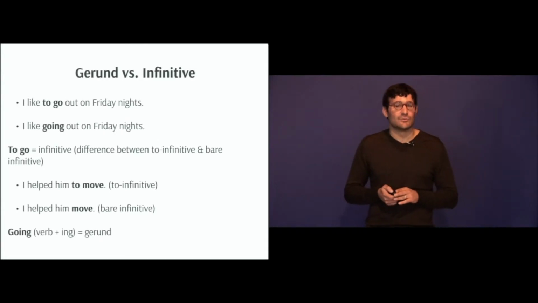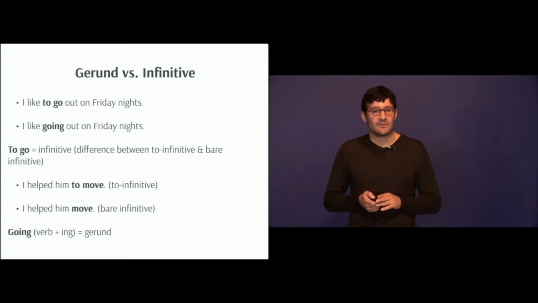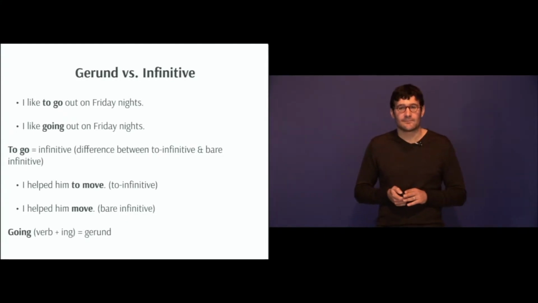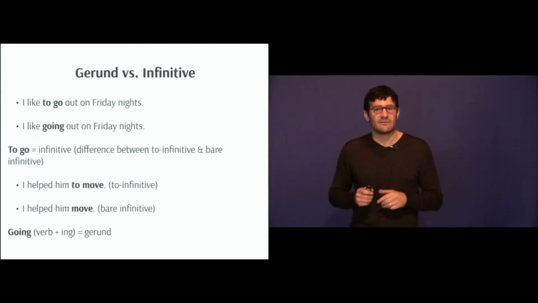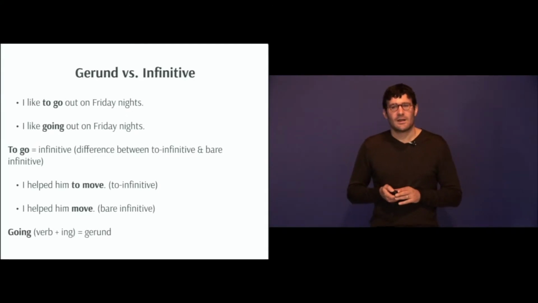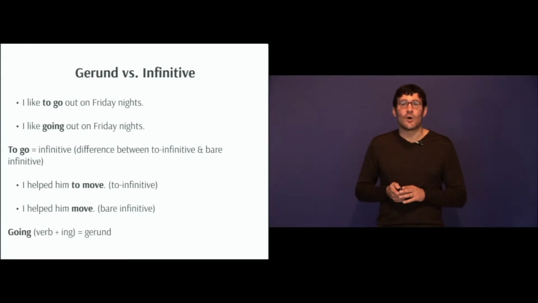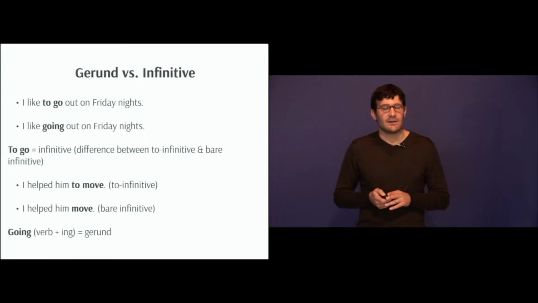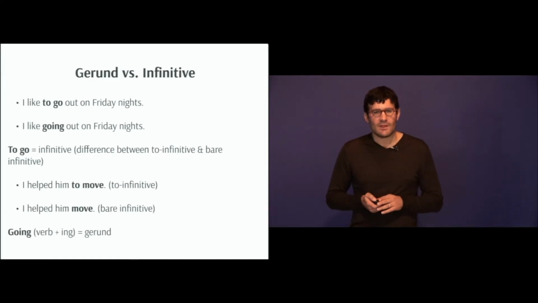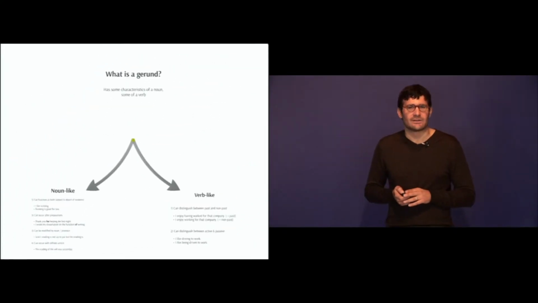I helped him to move. "To move" is a to-infinitive. Obviously, it's the infinitive with the word "to" in front of it. And I helped him move, which is a bare infinitive, right? So it's the infinitive without the "to". And in the second sentence, I like going out on Friday nights. "Going" is the verb plus -ing. That is a gerund.